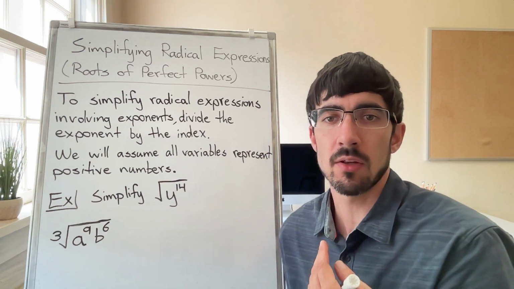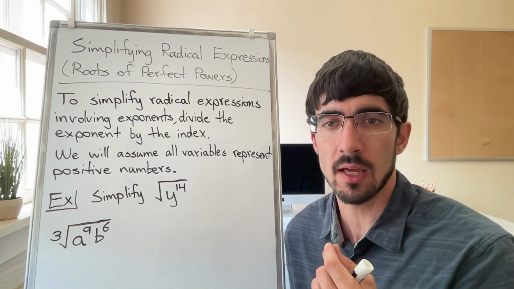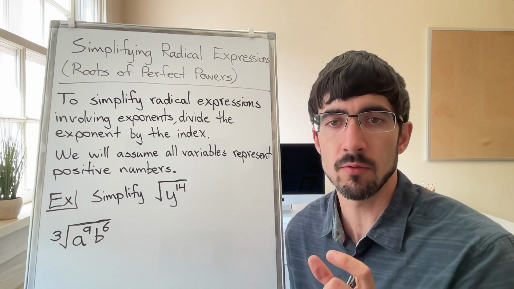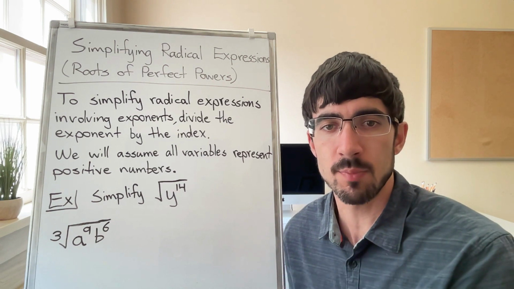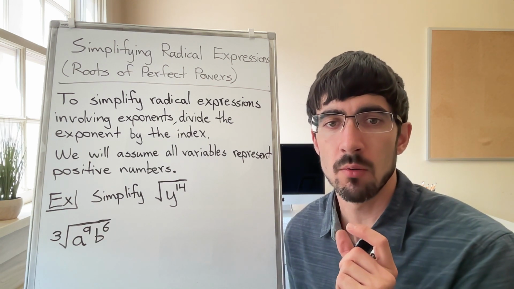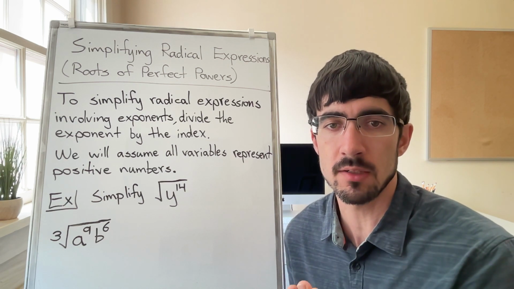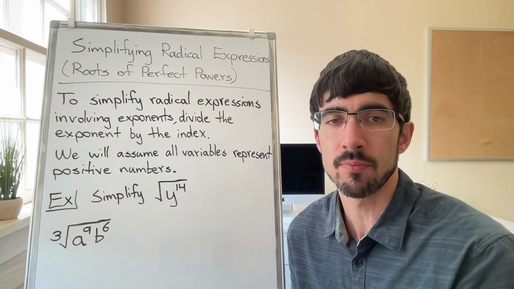We're going to assume here that all of our variables represent positive numbers. If I don't make that assumption, there are times when I would have to insert absolute value signs into my final results. Because that's beyond the scope of this course, we're going to just assume that when we see an X or a Y, it represents a positive number, and we don't have to worry about absolute value symbols.